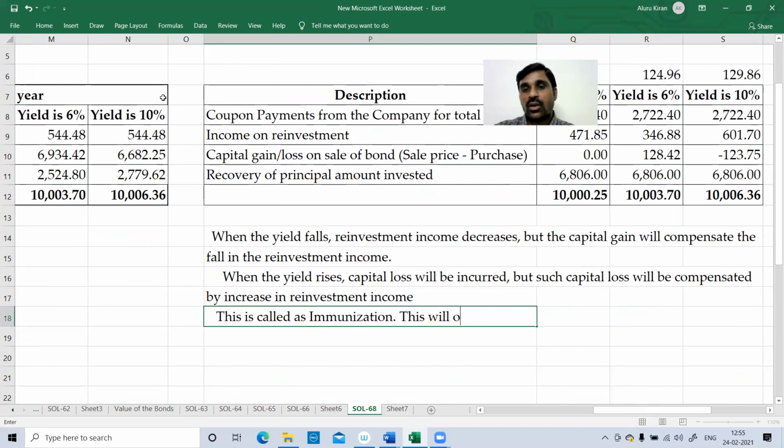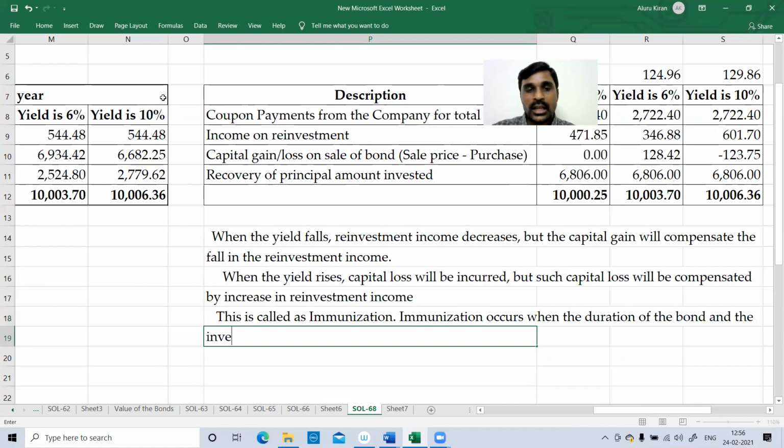So this will work out. Immunization occurs when the duration of the bond, when a person purchases the bond, and the investor's holding period match.